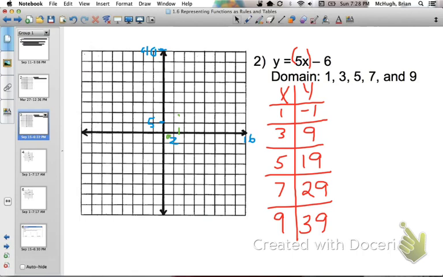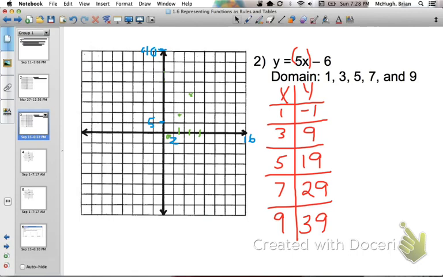Let's try (5, 19). 5 is going to be between 4 and 6 here on the x-axis, and 19 is just going to be shy of the 5, 10, 15, 20. Yep, right here will be this point. Okay, (7, 29). If this was 5, 6, here's your 7 on your x-axis. 29 is 5, 10, 15, 20, 25, 30.